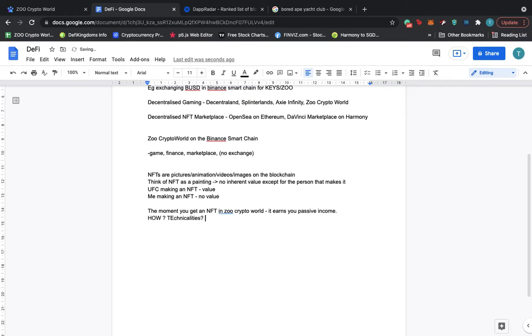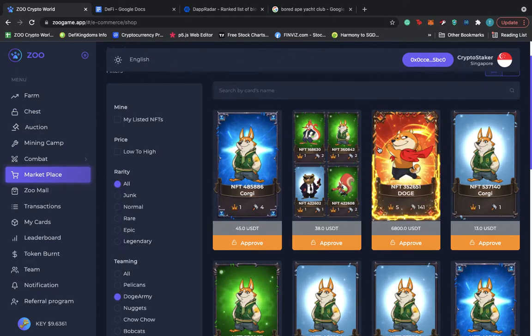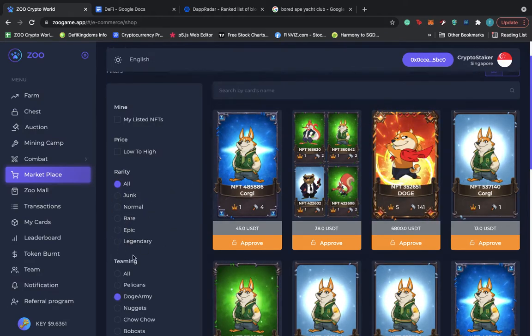Technicalities, I'll explain in another video, another time. But I'll show you how you can get money. So you get one of these little corgis over here, right? And then there are obviously different rarities of the NFTs you can get. So you can get a common one, an uncommon one, a rare one, and legendary. As you can see here, actually it's junk, normal, rare, epic, legendary.